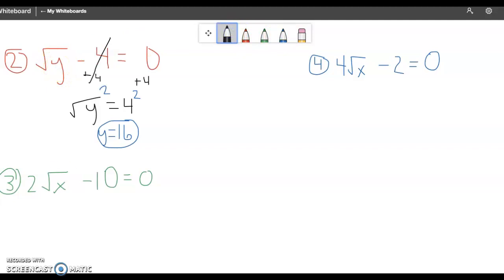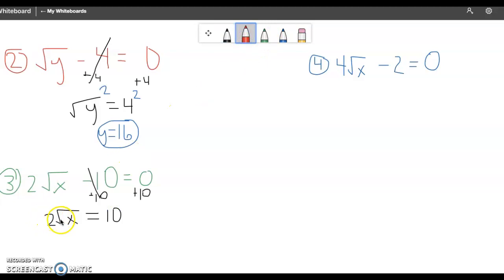For number 3, notice we have 2 outside of the radical x, so we're multiplying the radical by 2. And then we're also subtracting 10. Just like regular inverse operations, we undo addition and subtraction first. So the opposite of -10 is +10. And we are left with 2 root x is equal to 10.